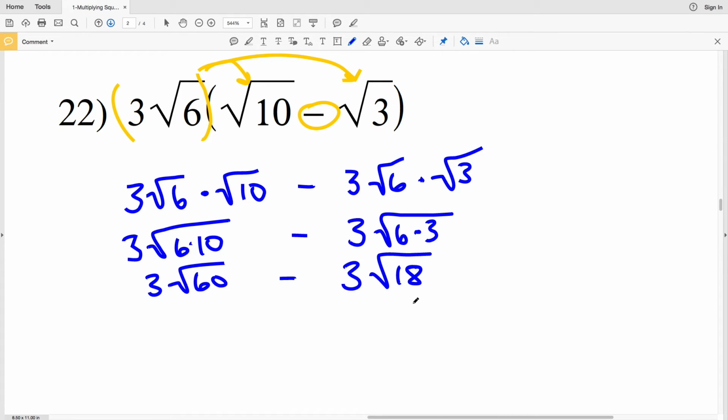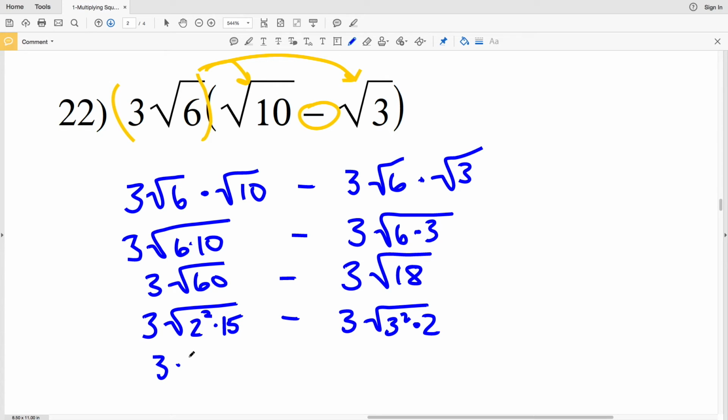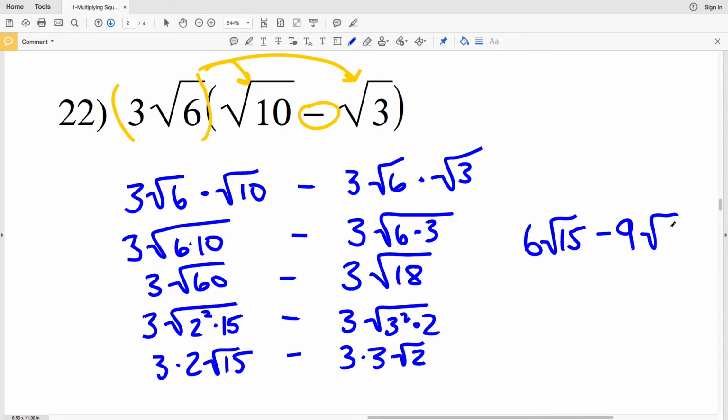Both the square root of 60 and the square root of 18 can be simplified. So I'll have 3 times the square root of 2 squared times 15, since 4 times 15 is equal to 60, and I'm subtracting 3 times the square root of 3 squared times 2, since 9 times 2 is 18. So I'll have 3 times 2 times the square root of 15 minus 3 times 3 times the square root of 2. 3 times 2 is 6 times the square root of 15 minus 3 times 3 is 9 times the square root of 2.